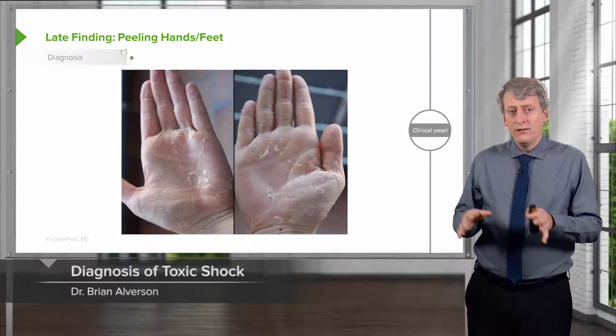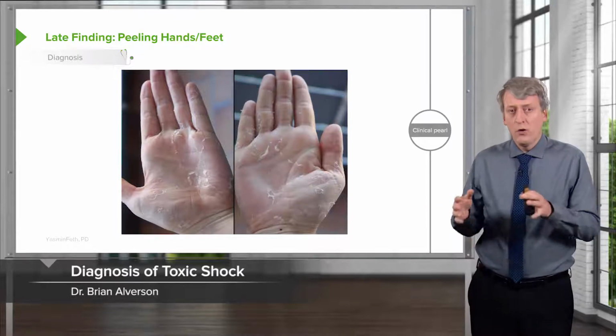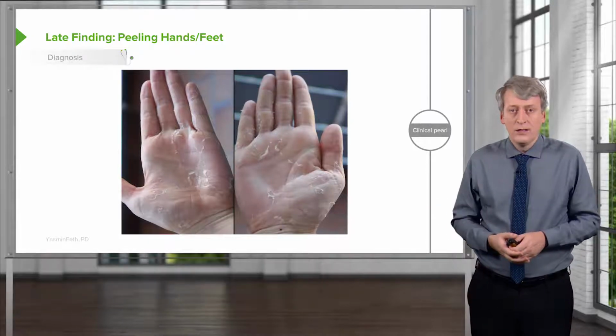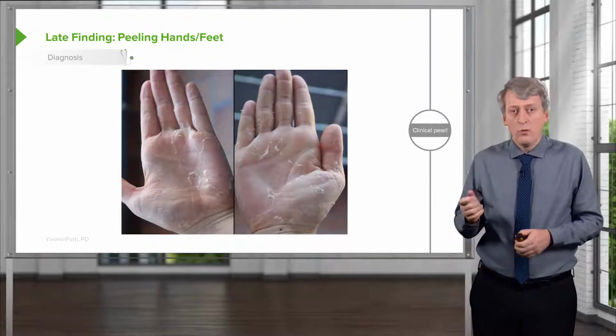One thing that we find later in toxic shock that patients should be aware of is peeling hands and feet. Sometimes that clinches the diagnosis when we weren't really sure earlier.